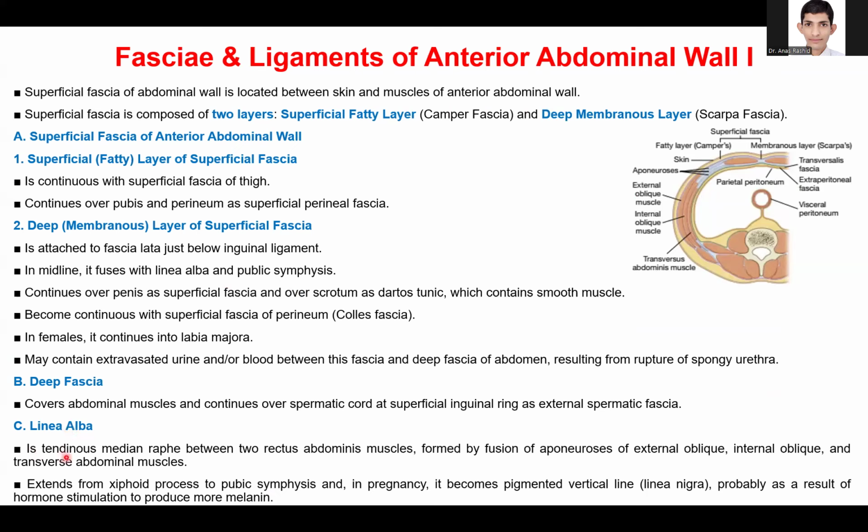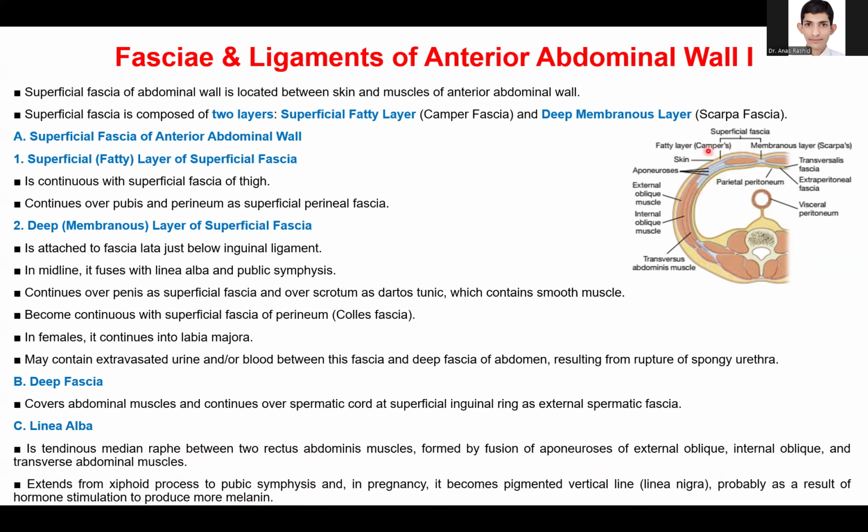Linea alba is the tendinous median raphe between the two rectus abdominis muscles, formed by fusion of the aponeurosis of the external oblique, internal oblique, and transverse abdominal muscles. It extends from the xiphoid process to the pubic symphysis, and in pregnancy it becomes a pigmented vertical line, linea nigra, probably as a result of hormone stimulation to produce more melanin.